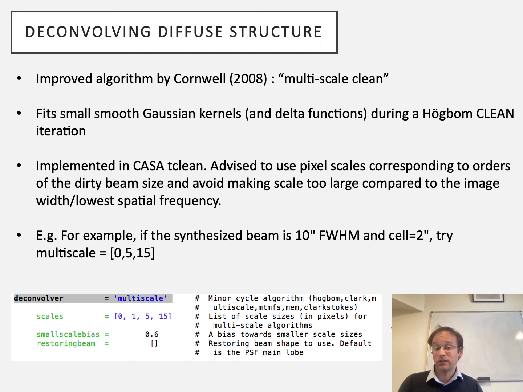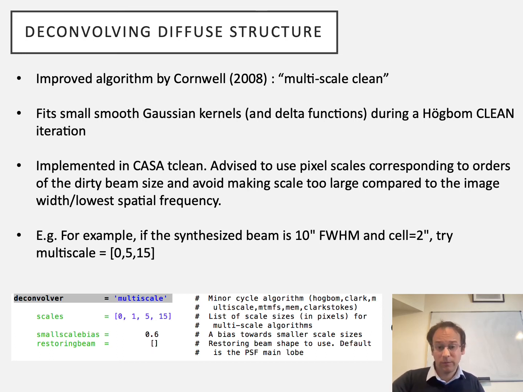So the original clean, as I mentioned, constructs a clean component model out of basically delta functions, so pixels within a clean component image. And so what multi-scale clean does is, rather than use just delta functions, it tries to fit, during the minor cycle, smooth Gaussian kernels of a finite extent to create a more smooth diffuse structure, typical of what you'd see in extended emission in a radio source. And so you would normally tell the algorithm when it's implemented, say in CASA, the scales that you'd like it to fit to, and typically as integer scales of the point spread function.